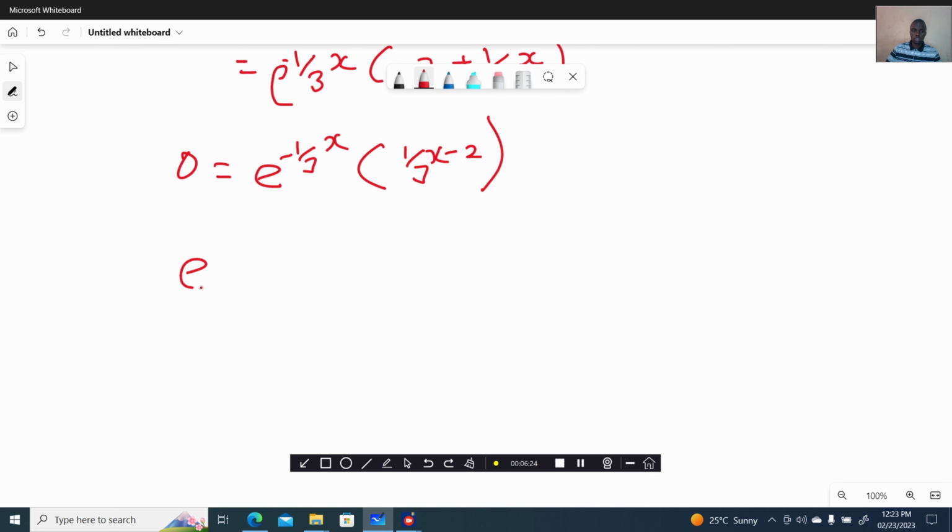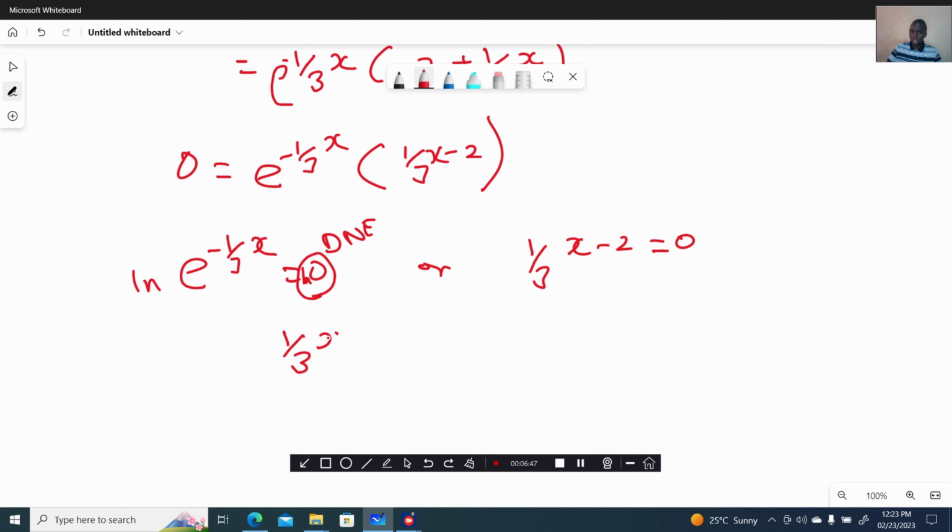We're going to have e to the power of negative 1 over 3 x equal to 0, or 1 over 3 x minus 2 equal to 0. You realize that to solve for the value of x in this part, you have to introduce natural logs, and you don't have the natural log of 0. So this one does not exist, so we are going to discard that. We are going to have 1 over 3 x minus 2 equal to 0.